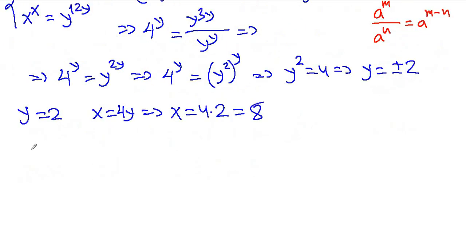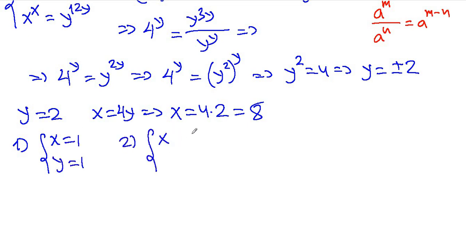So if you finalize, we have two sets of solutions. The first set of solutions is x equal to 1 and y is equal to 1. And the second set of solutions is x equal to 8 and y is equal to 2. So this is our final answer.